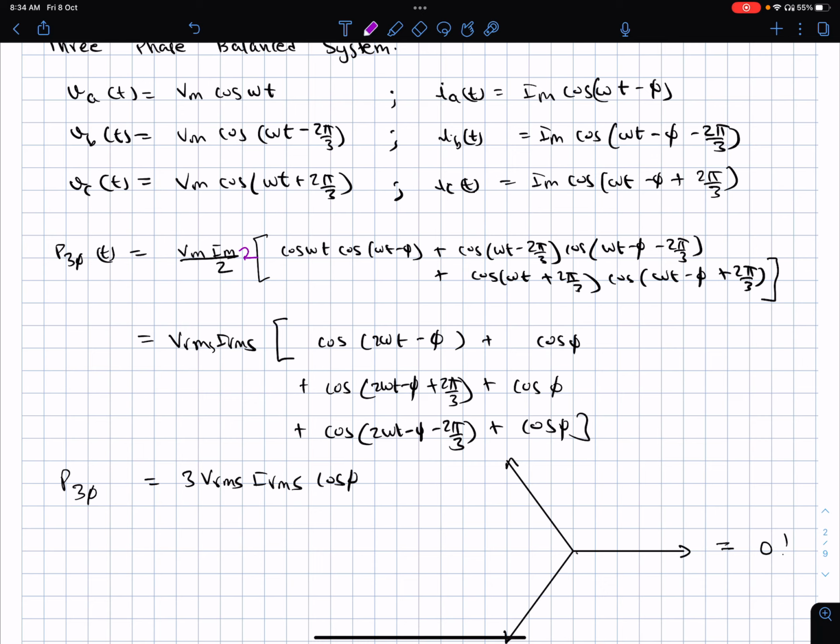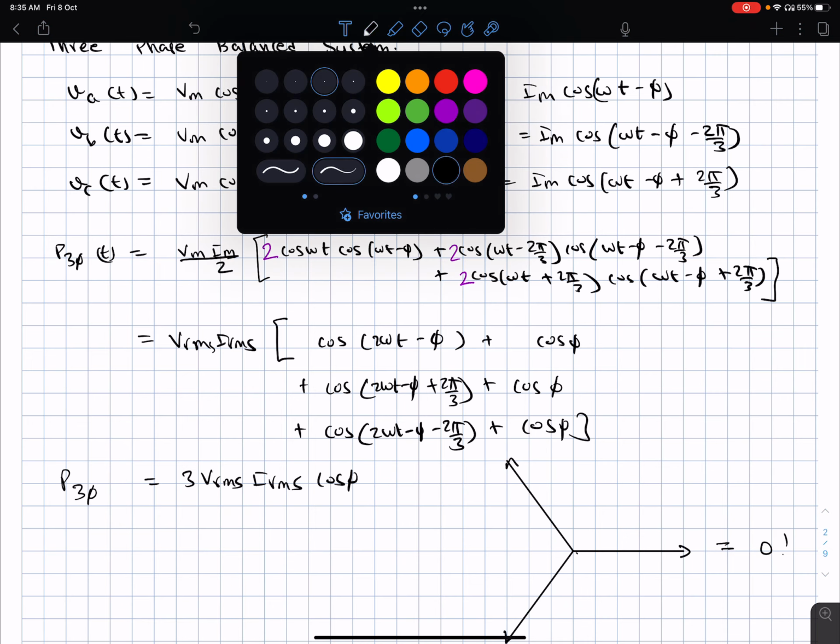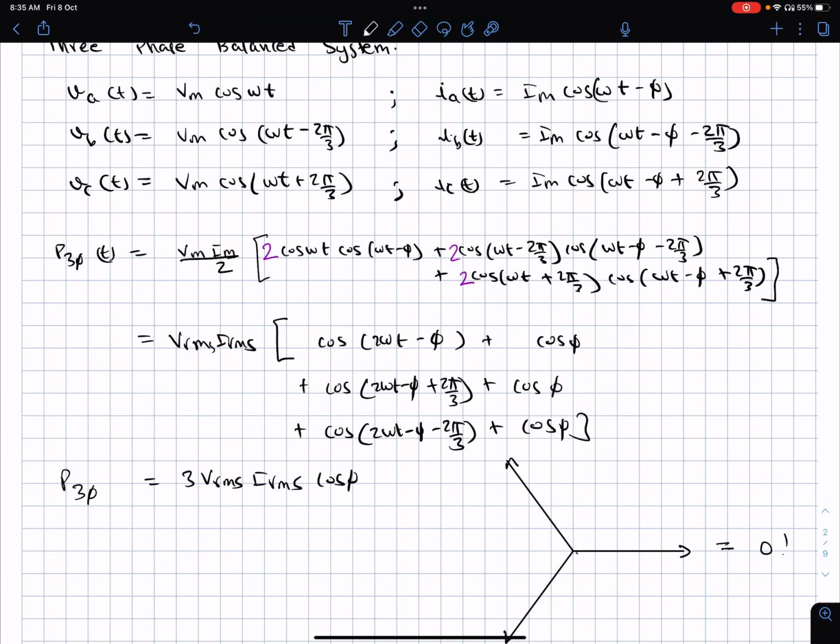I can write this 2 factor inside each of them, so that I can use the cos A cos B formula for splitting this as a linear summation of two terms. When I do that, cos of A plus B becomes cos of 2 omega t minus phi, and cos of A minus B becomes cos of phi.